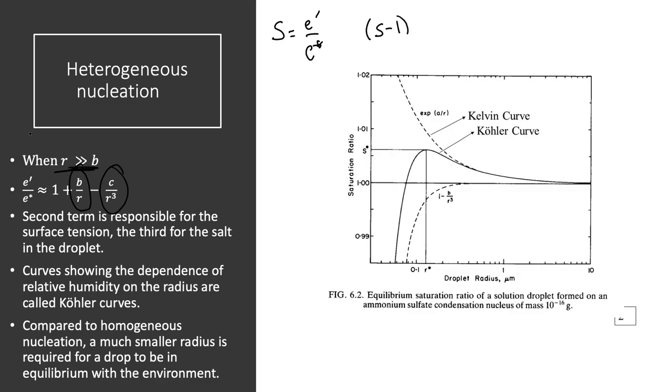And now we can plot these curves. The dashed curve here is 1 plus B over r. This is the saturation ratio as a function of the droplet radius. Notice that this is a linear scale, and this is a logarithmic scale. And this is the Kelvin formula.